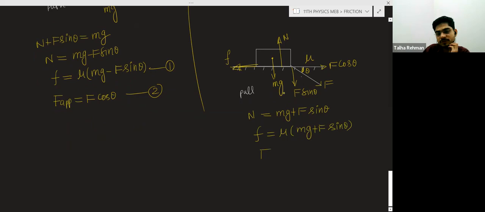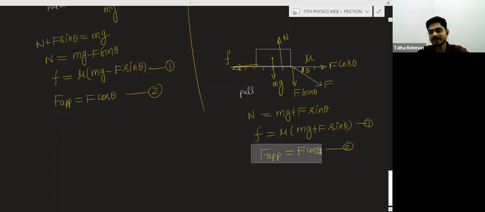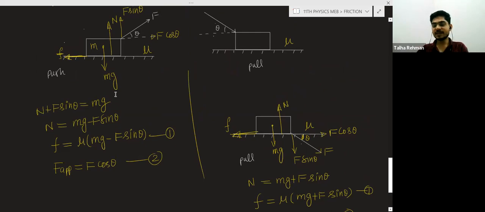What is the applied force? F cos theta again. So this is your equation number 2. This is equation number 1. Now compare. This is your applied force. This is your applied force. Means in both the cases applied force is same. Now which factor will decide whether pushing a body is easier, or pulling a body is easier?